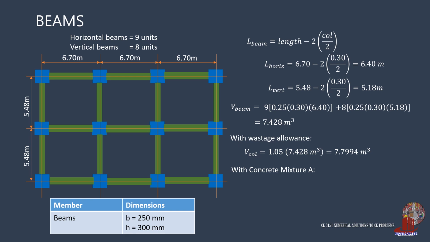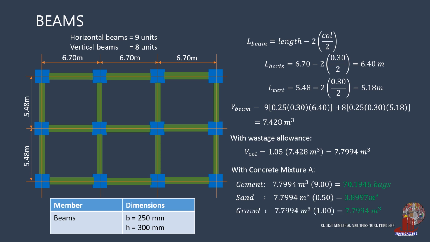Using Class A mix, cement quantity is 7.7994 multiplied by 9, producing 70.1946 bags. Sand is then taken as 7.7994 times 0.5, and that is 3.8997 cubic meters. Gravel is estimated as 7.7994 times 1, which becomes 7.7994 cubic meters.